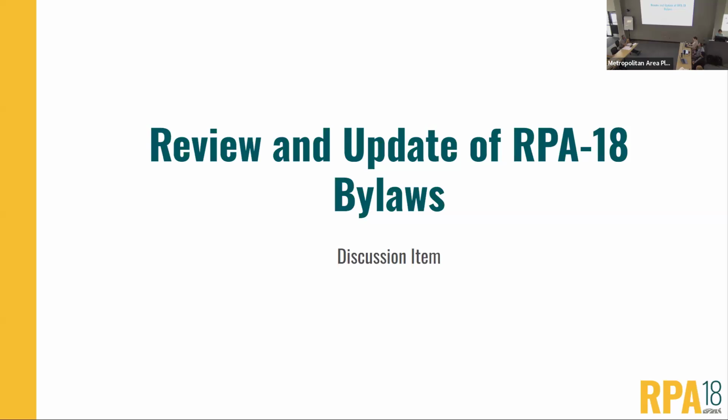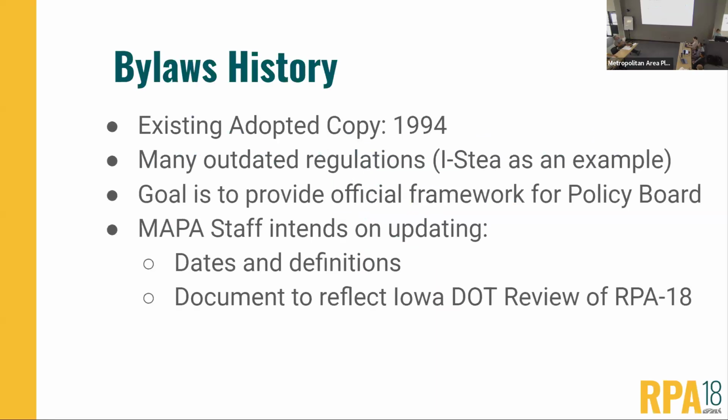So our next topic is the bylaws, which have not been updated in a really long time. And there's a copy. Most of you got one, pick one up. So the existing copy was adopted in 1994, so a long time ago. There's some outdated terms and, for example, a federal bill called ISTEA was mentioned, so we updated things like that.